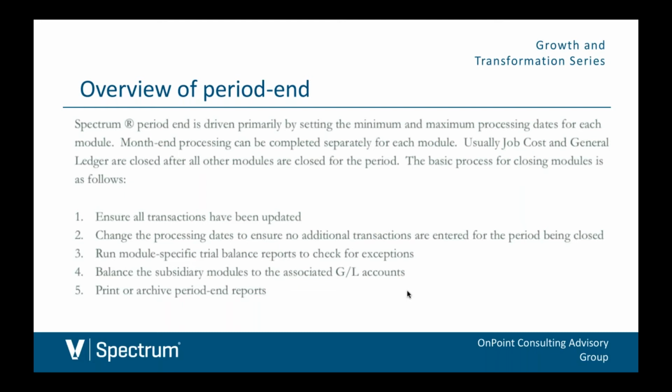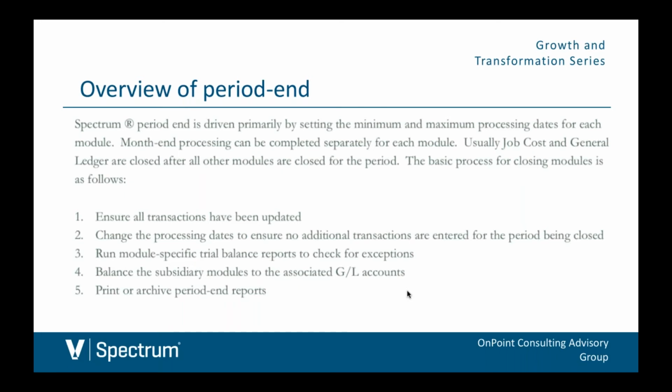When we start closing, of course, we want all of the transactions to be updated, because if some transactions aren't updated in a particular module, you're never going to get it to balance with the subsidiary ledger or anything like that. And we want to make sure that there are no additional transactions that are going to need to be entered. If there is, we can very easily open that month again and get them entered, but then any reports you've run, you'd have to rerun.